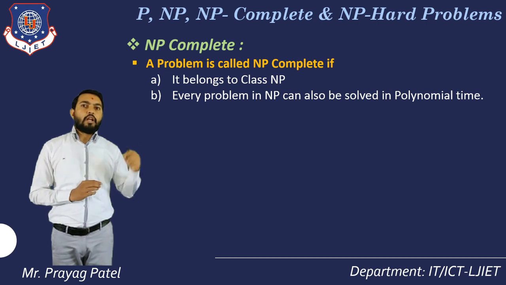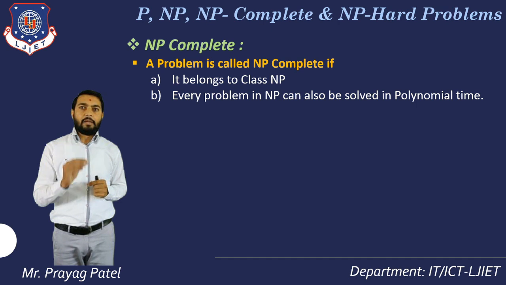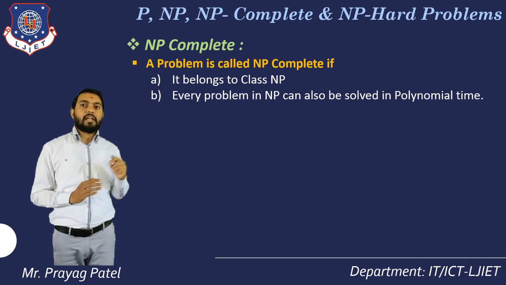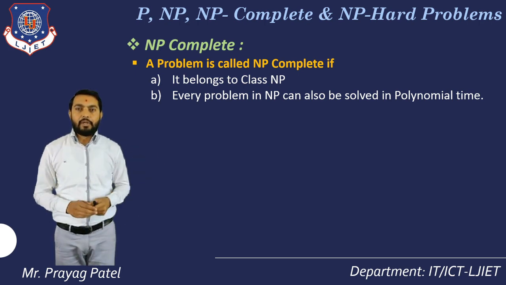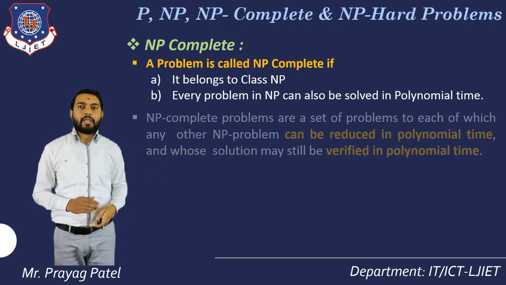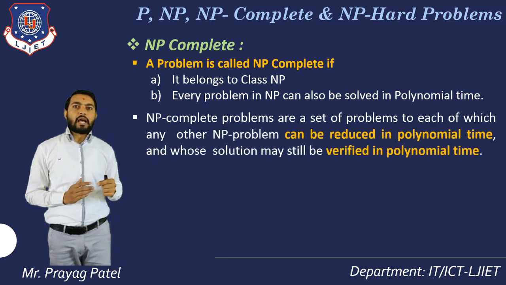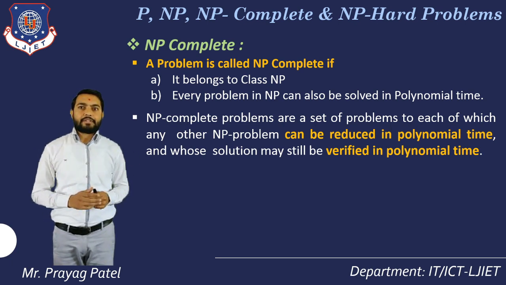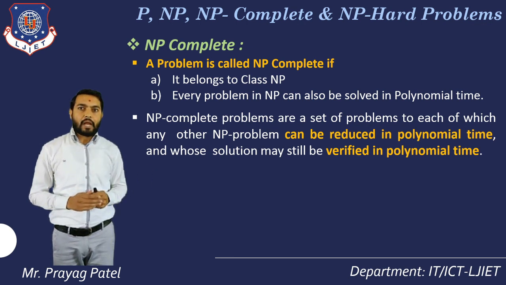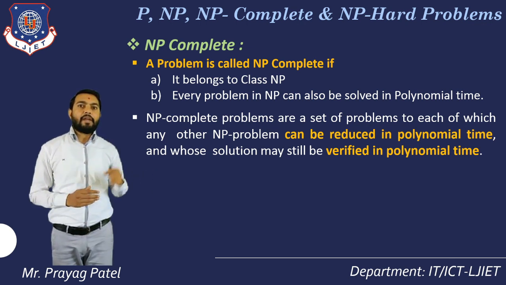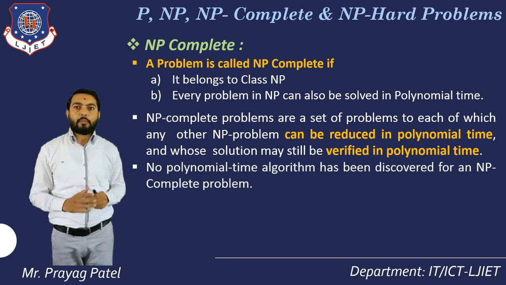A problem is called NP complete if it belongs to class NP. So the first thing is that the problem is an NP problem. The second condition is that every problem in NP can be reduced to it, and it is verifiable in polynomial time. Then we can say that it is NP complete. NP complete problems are a set of problems to each of which any other NP problem can be reduced in polynomial time and whose solution may still be verified in polynomial time. So this problem is called the NP complete problem.